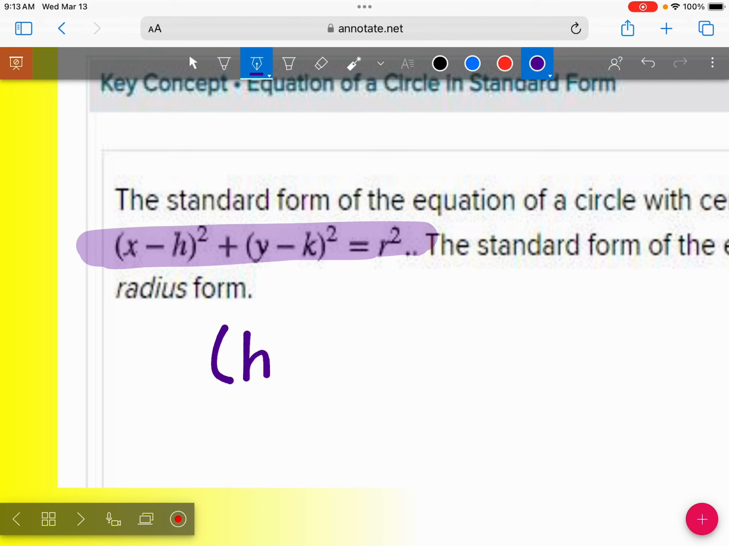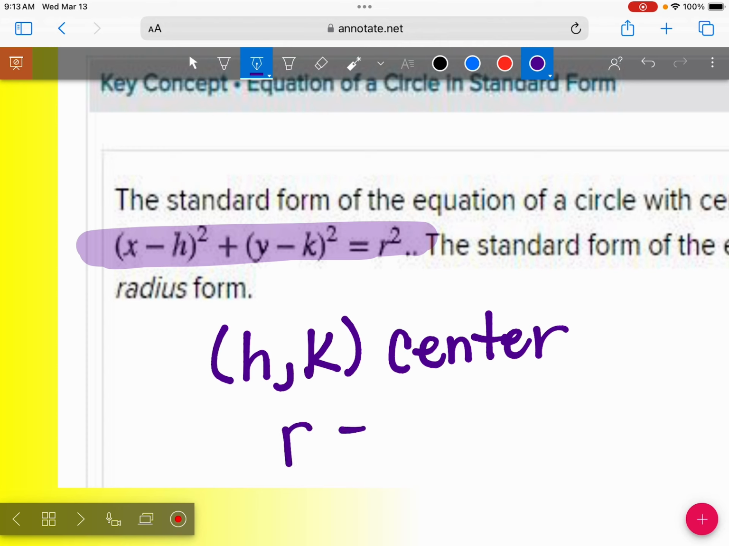H, K, that's always the center of the circle. And then R represents the radius. So when we write our equation, we have to figure out the center. The X value is H, the Y value is K. And then we will use our radius to graph it.